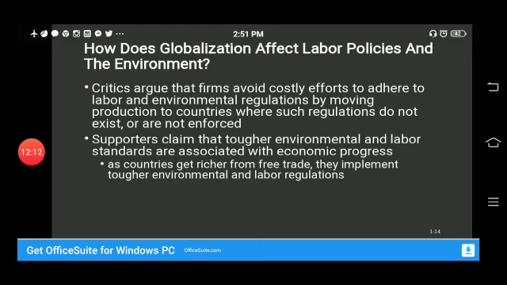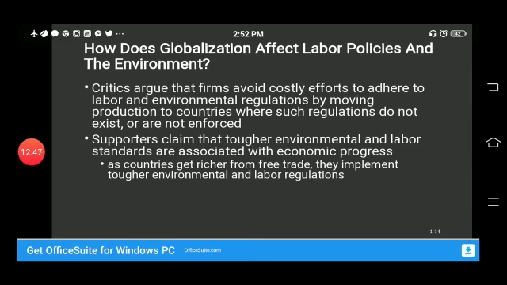How do globalization supporters and critics view globalization and labor policies and the environment? Protesters fear that free trade encourages firms from advanced nations, where there are costly environmental standards, to move manufacturing facilities offshore to less developed countries with lax environmental and labor regulations.